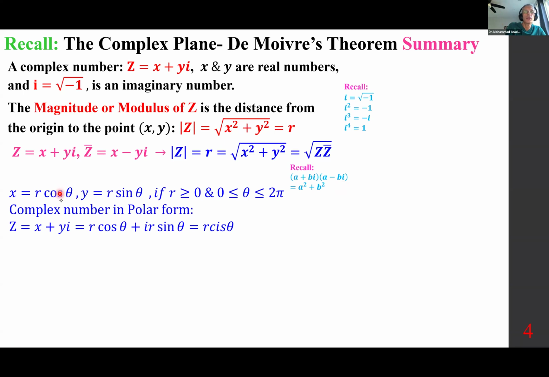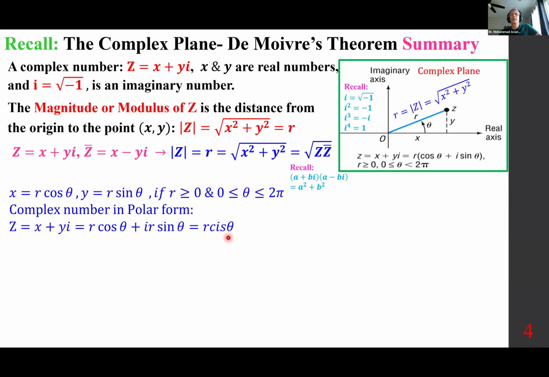x equals r cosine theta, just like polar. y equals r sine theta. And normally we use r to be positive and theta between 0 and 2 pi. Complex numbers in polar form: z equals x plus yi is the standard form, or rectangular form. The polar form is r cosine theta plus i r sine theta, in short r cis theta, C for cosine, I for i, and S for sine, or cis theta.